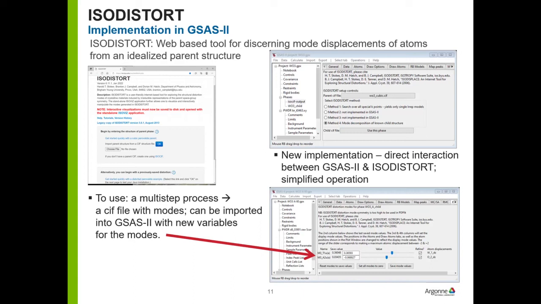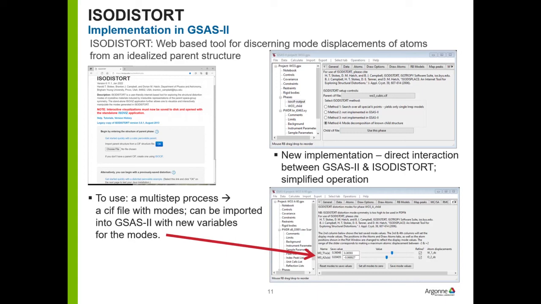What ISODistort will do is say, here are the distortion modes of the parent structure that represent the child structure. In other words, how did you have to move that structure in order to get to the other one, the actual one? This involves modes of rotations and translations of the group of atoms within the parent structure, and these are dictated by the symmetry of both the parent structure and the target structure.